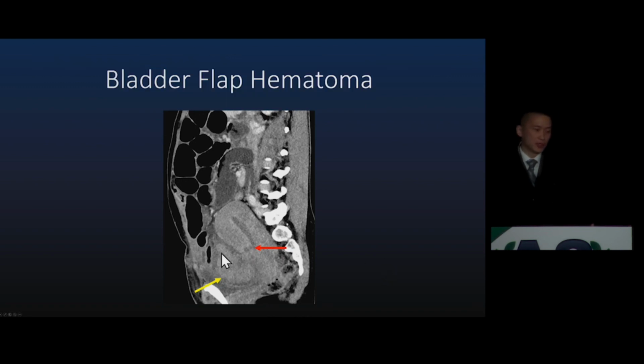Bladder flap hematomas are usually treated conservatively. However, if they're over 4 centimeters, you have to raise suspicion for a uterine dehiscence. Similarly, these little defects in the lower uterine segment, we see them with C-section, but again, because we have this large collection, this one measured about 9 centimeters, so we have to raise this suspicion for uterine dehiscence.